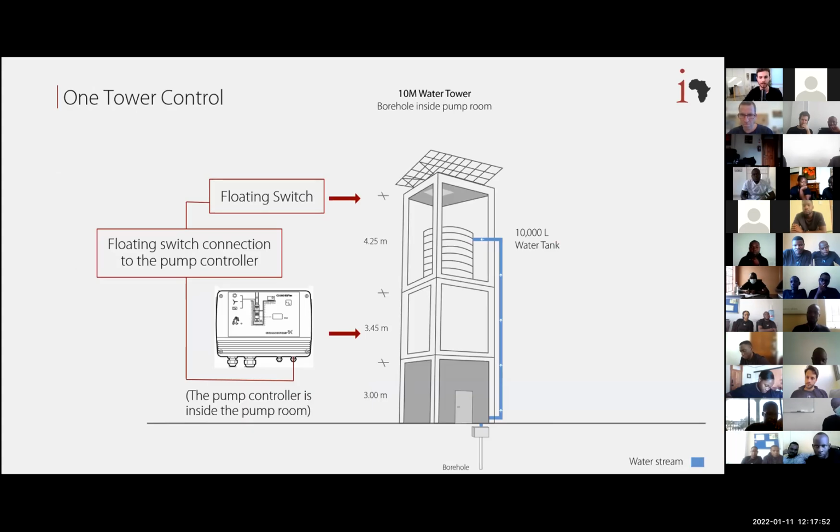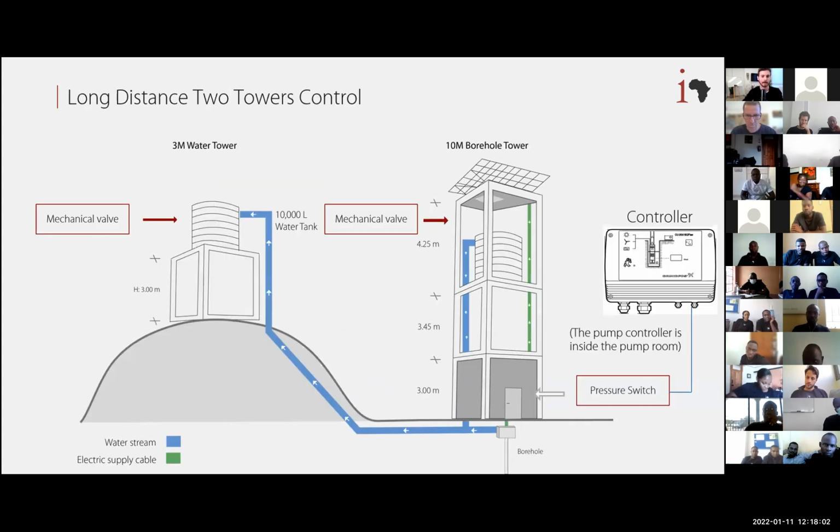Here you can see in a one tower control, just like I mentioned, the floating switch is inside the tank, and it's connected to the pump controller, which is inside the pump room. In the two towers, we have a mechanical valve in each tower tank and a pressure switch inside the pump room, which is connected to the controller.